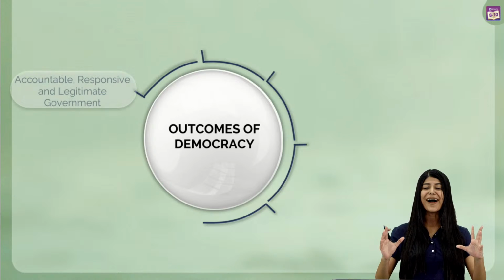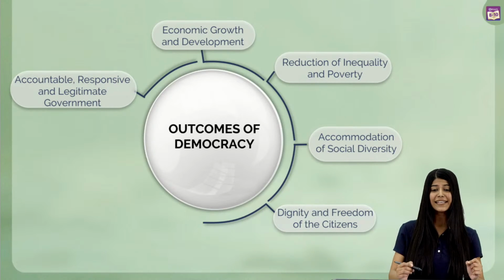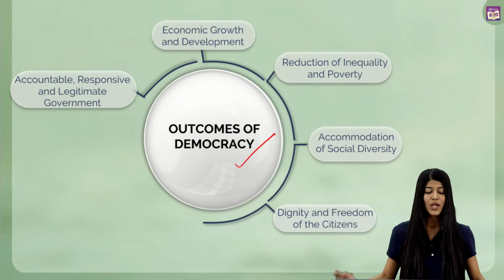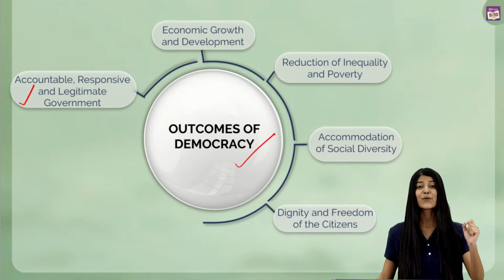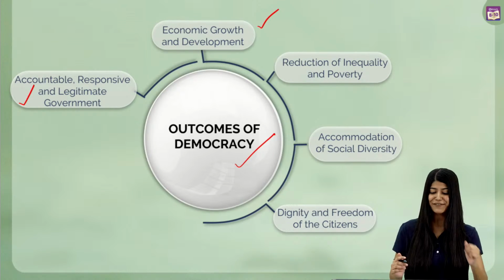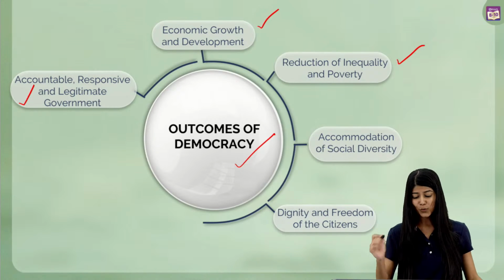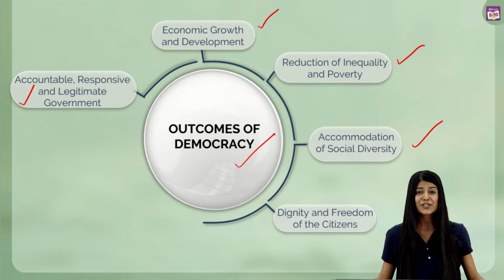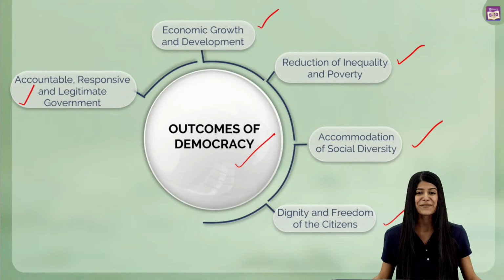And the very first thing that we have for you is the mind map of this chapter. This mind map shows how we can analyze the outcomes of democracy through five broad aspects. The very first aspect is accountable, responsive and legitimate government. Then we have economic growth and development. The third aspect is reduction of inequality and poverty. Fourth is accommodation of social diversity. And the fifth one is dignity and freedom of the citizens.